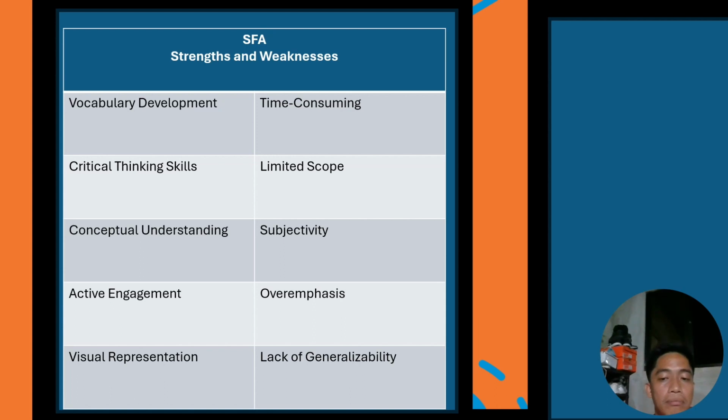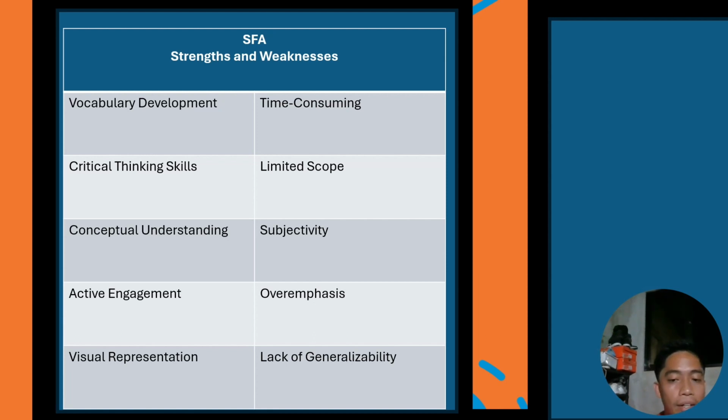And then SFA also actively engages the students in the learning process. It encourages them to participate, discuss, and collaborate among their classmates, making the learning experience more interactive and meaningful. Then the last one is the visual representation. It utilizes visual charts or grids to represent the analysis of vocabulary words. This visual representation helps students organize information, see the patterns, and make connections more easily.